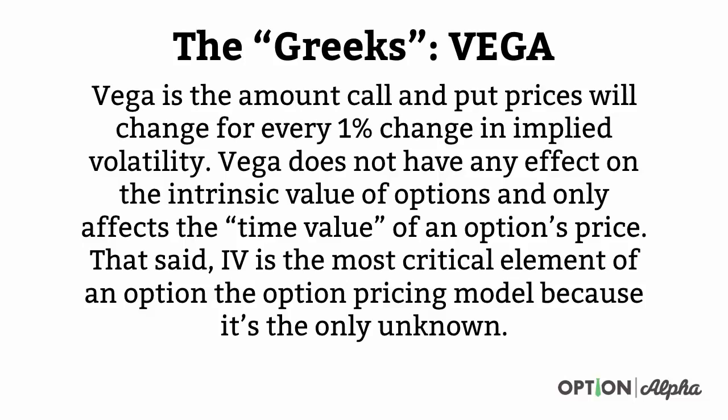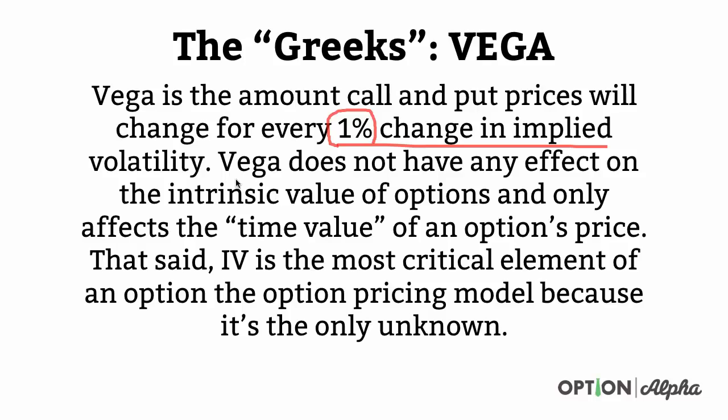So Vega is the amount that a call or put price will change for every 1% change in implied volatility of the underlying stock. Again, it's always based on a 1% move up in implied volatility, and it basically shows you how much money you'll make or lose if everything else stays the same and implied volatility goes up.